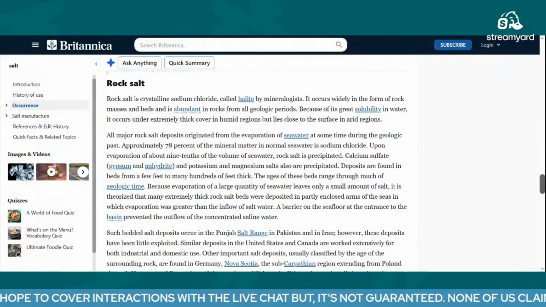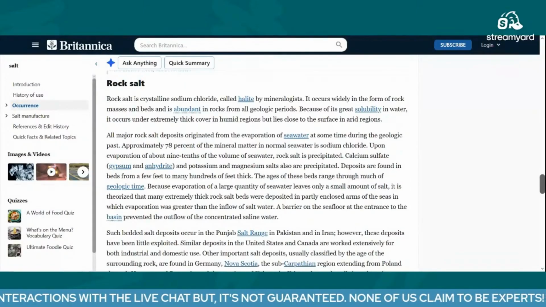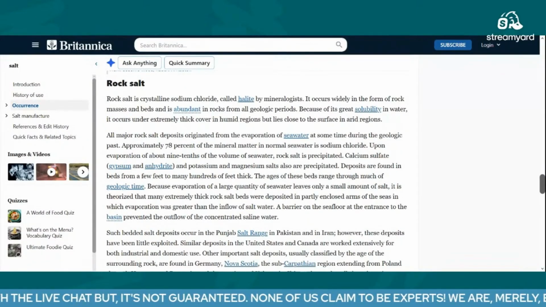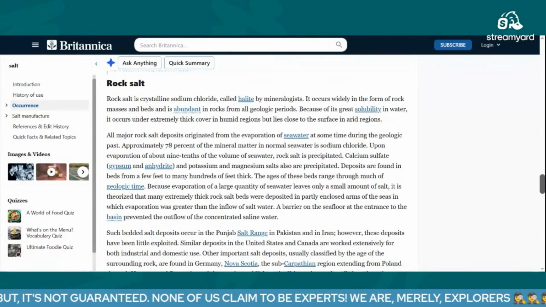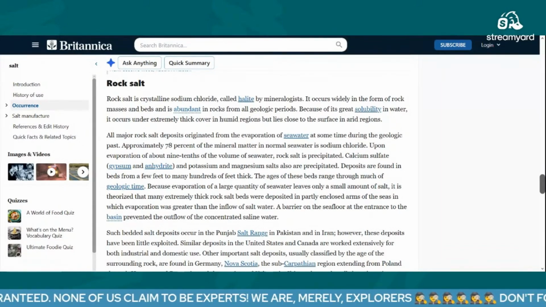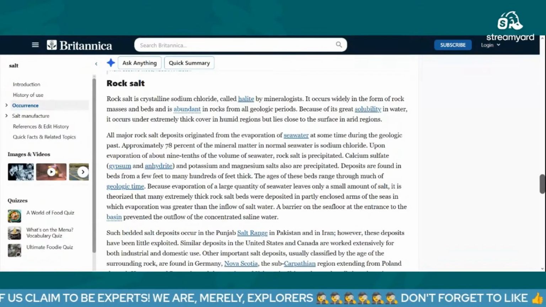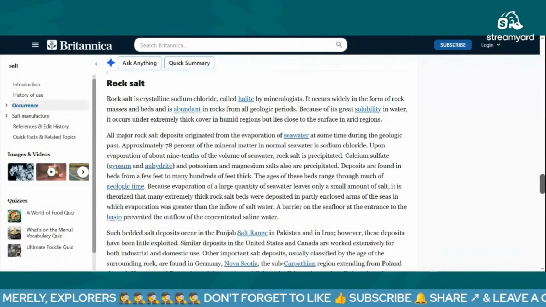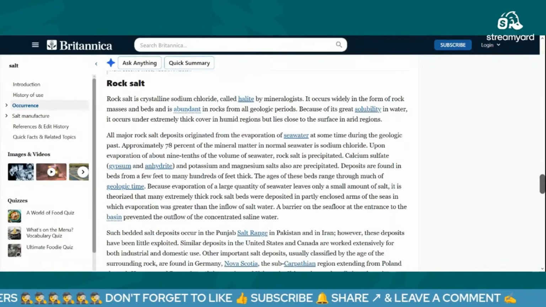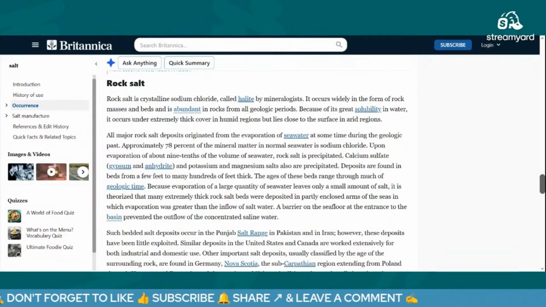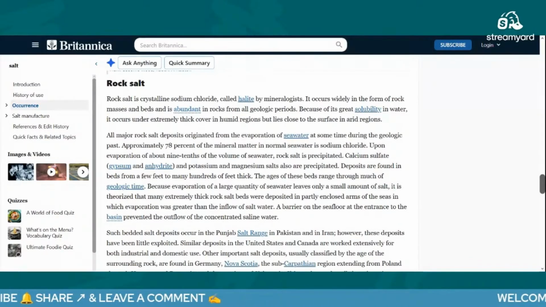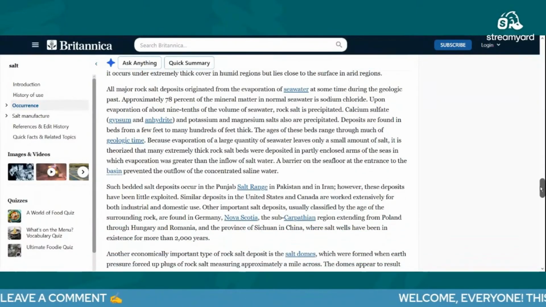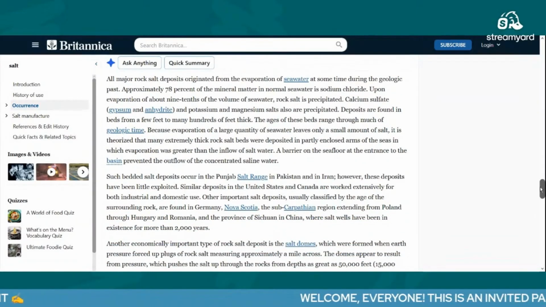It occurs widely in the form of rock masses and beds and is abundant in rocks from all geologic periods. Because of its great solubility in water, it occurs under extremely thick cover in humid regions, but lies close to the surface in arid regions. All major rock salt deposits originated from the evaporation of seawater at some time during the geologic past.